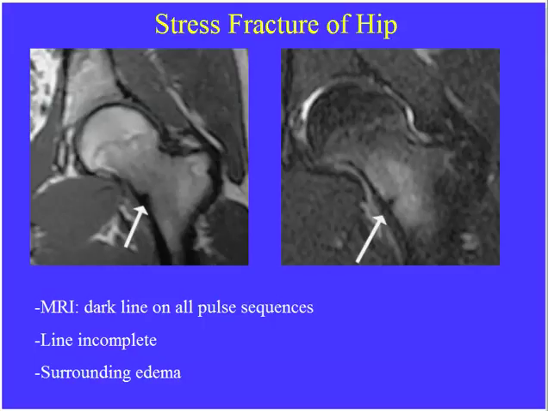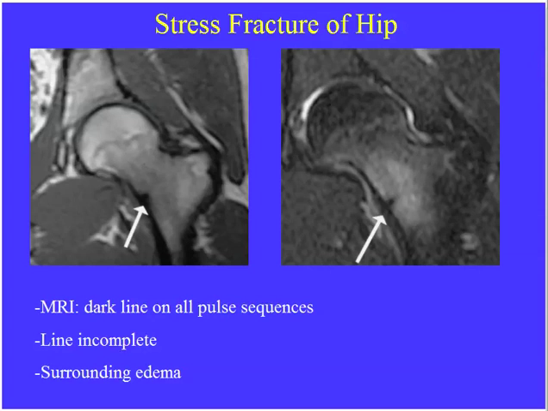On MR imaging, it'll look very similar. We'll see this dark line, again, running perpendicular to the normal trabecular pattern. This is a T1 weighted image with the bright marrow, bright subcutaneous fat, no joint effusion seen, no bright fluid seen in the joint. So this is a dark line on T1 with the surrounding marrow edema. Represents an incomplete stress fracture.